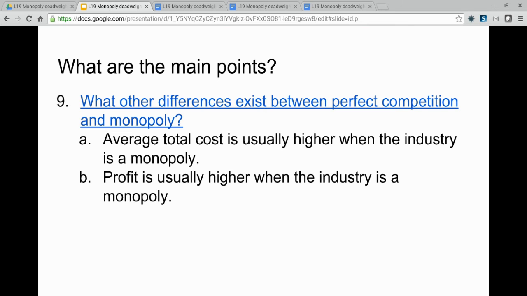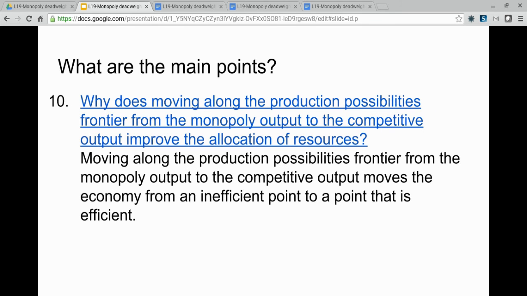Two other differences exist between perfect competition and monopoly. First, average total cost is usually higher when the industry is a monopoly. Second, profit is usually higher when the industry is a monopoly. But the final point: moving along the production possibility frontier from the monopoly output to the competitive output moves the economy from an inefficient point to a point that is efficient.